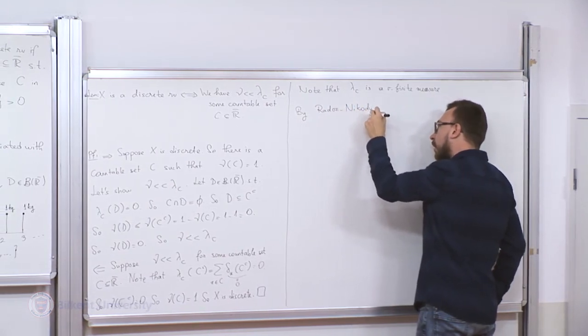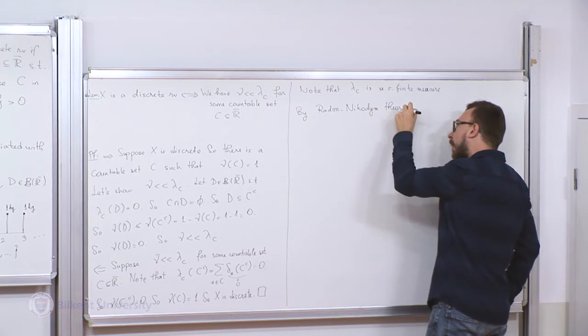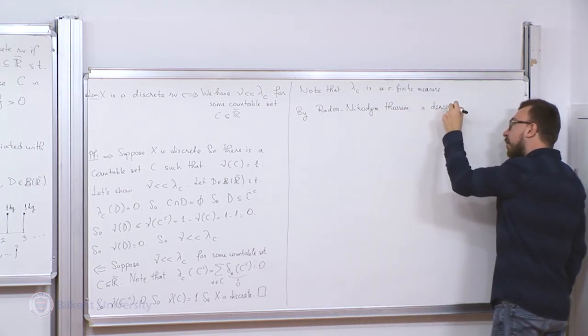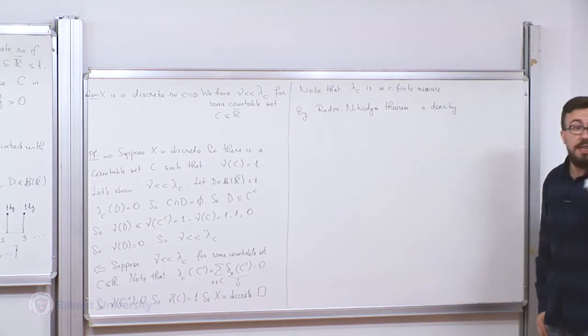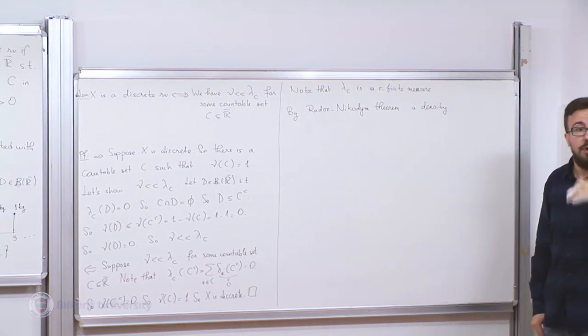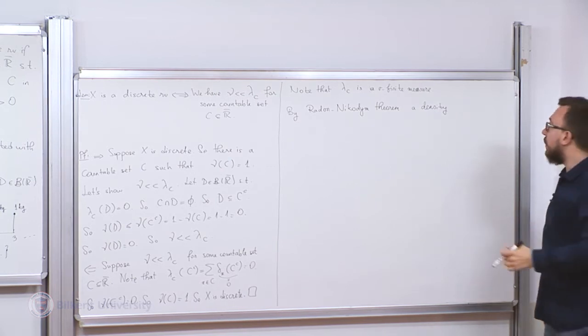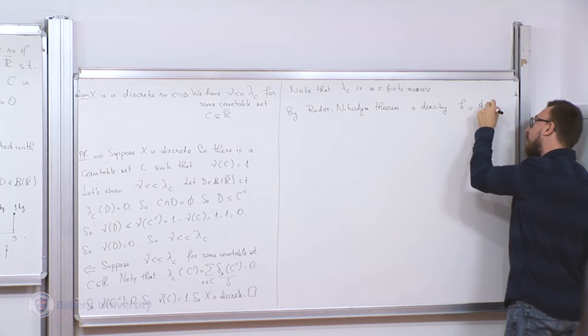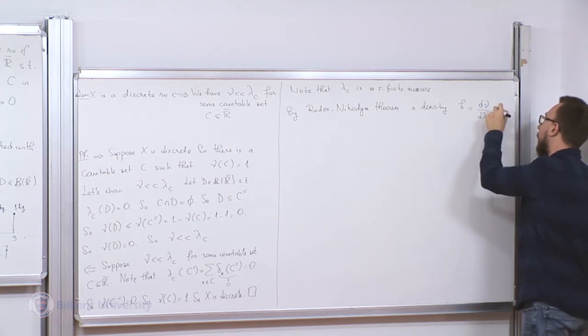Radon-Nikodym theorem, a density, or we can also say the density, which is unique up to almost everywhere equality, right? A density h, which is of nu with respect to the lambda C, exists.